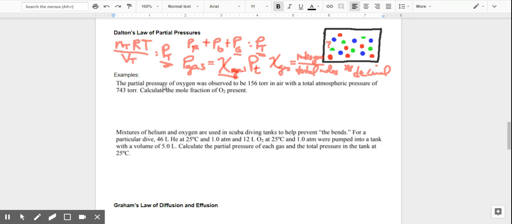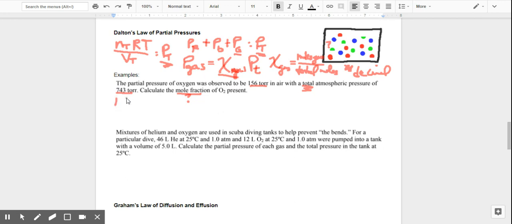So what this first one says is the partial pressure of oxygen was observed to be 156 torr, with a total, that's a key word there, total pressure of 743 torr. And we want to figure out what the mole fraction of O2 is. Now, when we work with these pressures, we always want to convert to atm. So we are given a partial pressure. We are also given a total pressure, but those are in torr. So we want to convert to atm first. To do that, our conversion factor is 760 torr is equal to 1 atm.